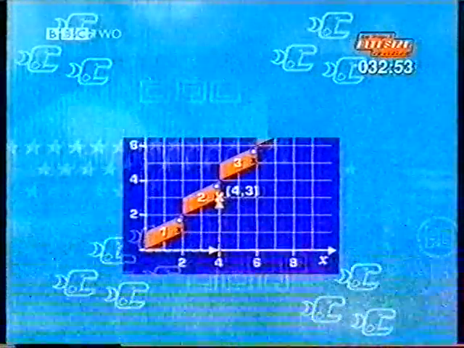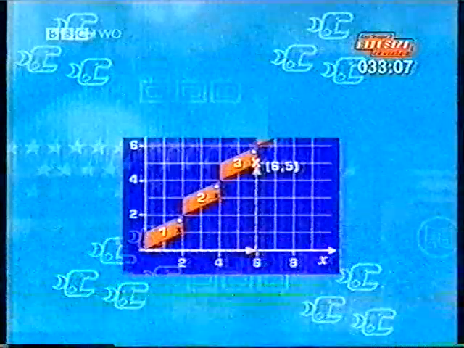Then for tile 2, the corner marked with a cross is here. That's starting at the origin, across 4, up 3, so that has coordinates 4, 3. Then for tile number 3, the corner marked with a cross is here. Starting at the origin, across 6 and up 5, so that has coordinates 6, 5.